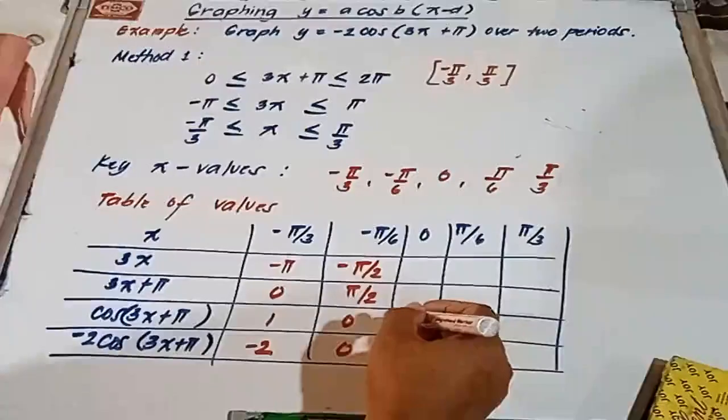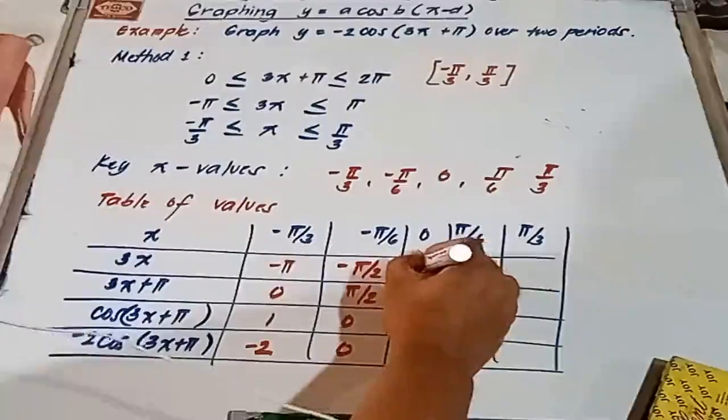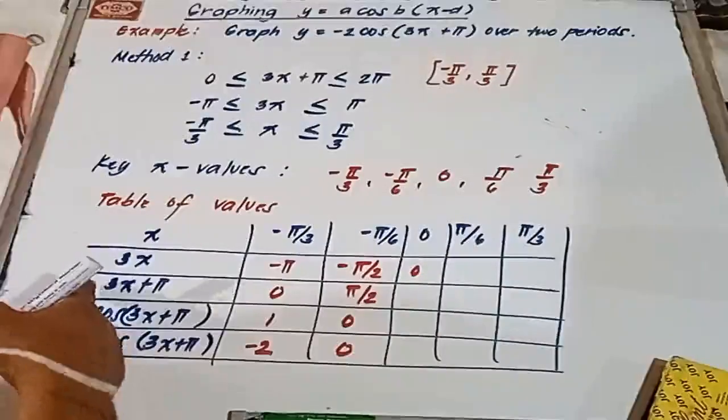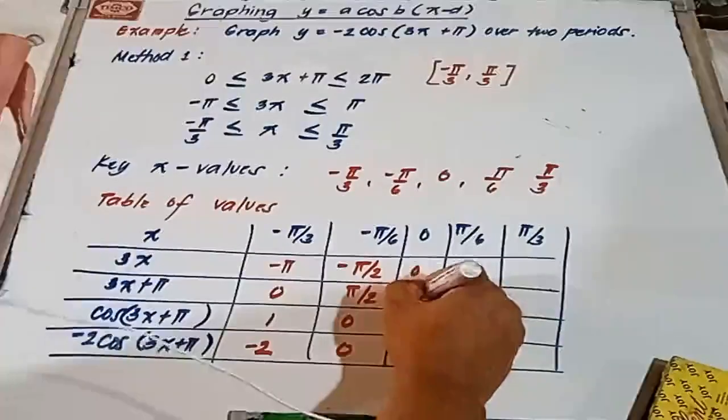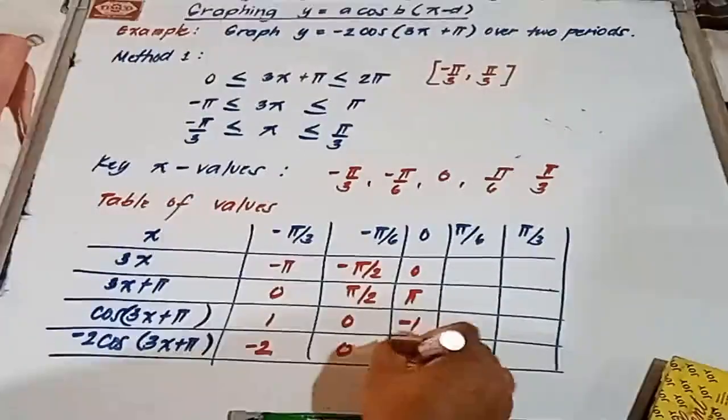Next, we have, if x is 0, so that will be 3 times 0 is 0. And 3x plus pi is pi. And cosine pi is negative 1. Negative 1 times negative 2 is positive 2.